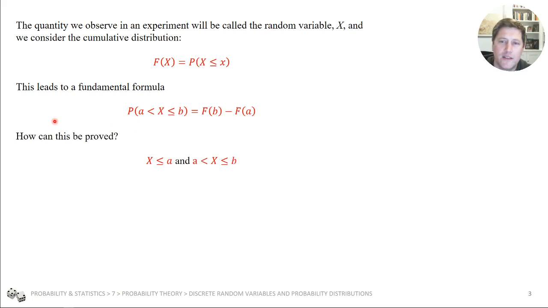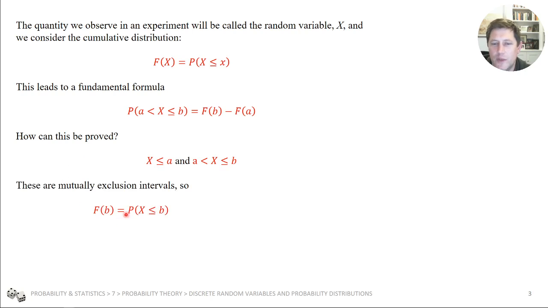We can prove that by looking at the intervals. Our outcome is less than or equal to a, or our outcome is greater than a but less than or equal to b. And these two are mutually exclusive. You can't be in both of those at the same time, because it's less than or equal to a, or here it's greater than a. So there's no overlap between those two.